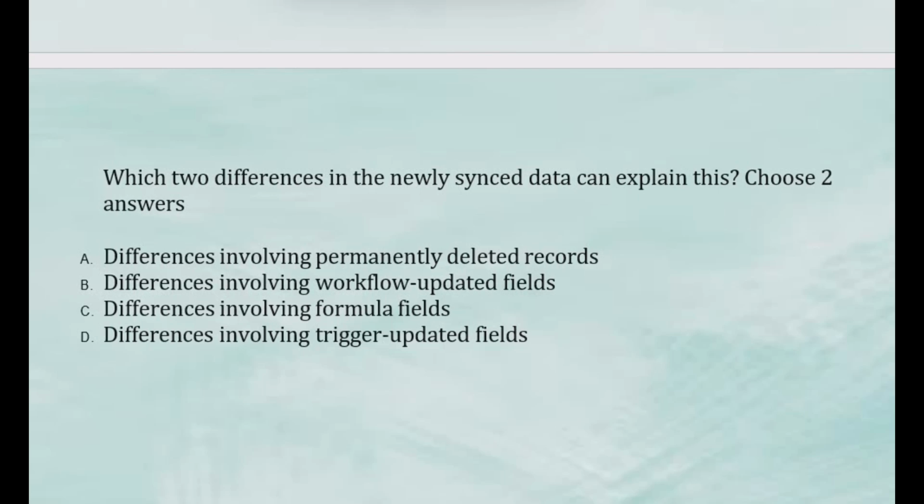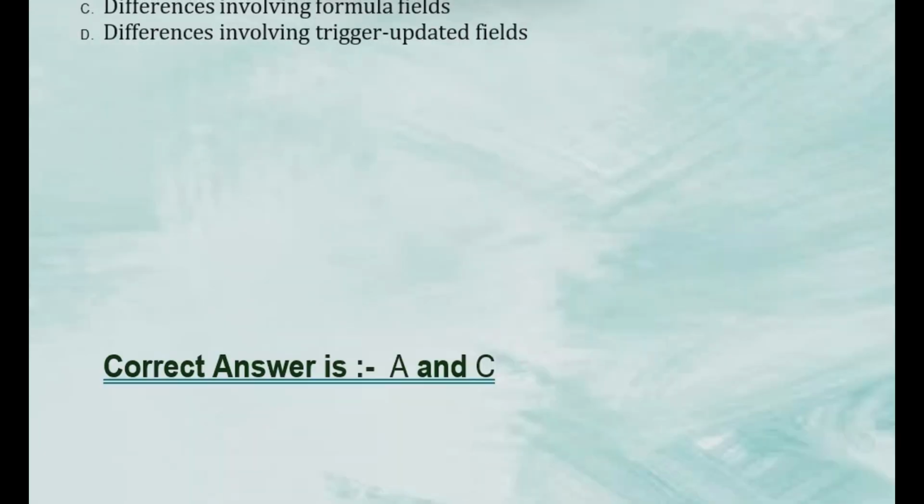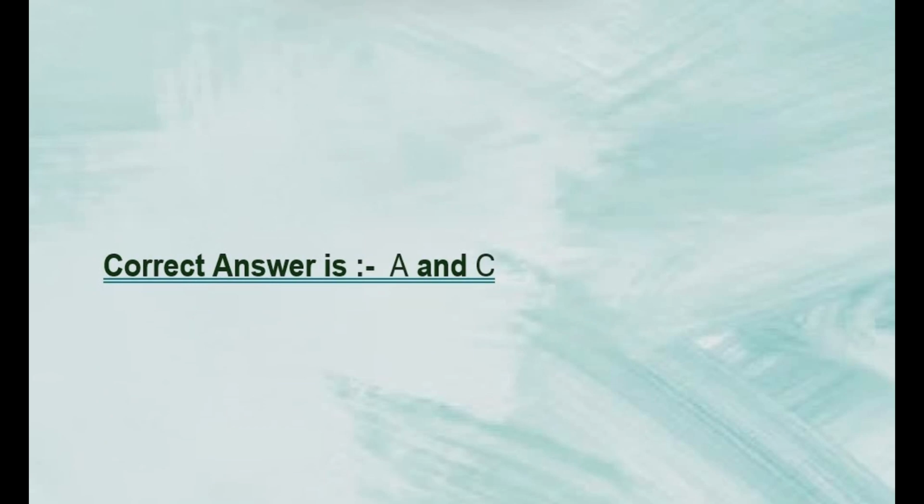Option A, differences involving permanently deleted records. Option B, differences involving workflow updated fields. Option C, differences involving formula fields. Option D, differences involving trigger updated fields. Correct answer is option A and option C.